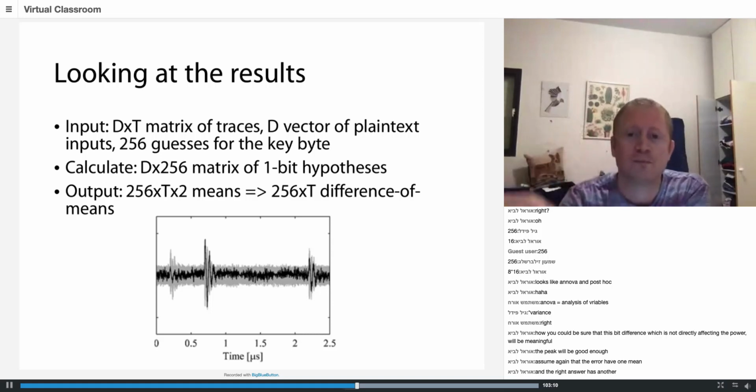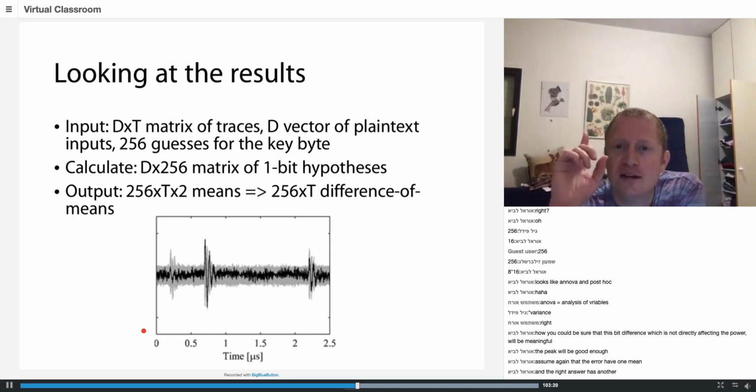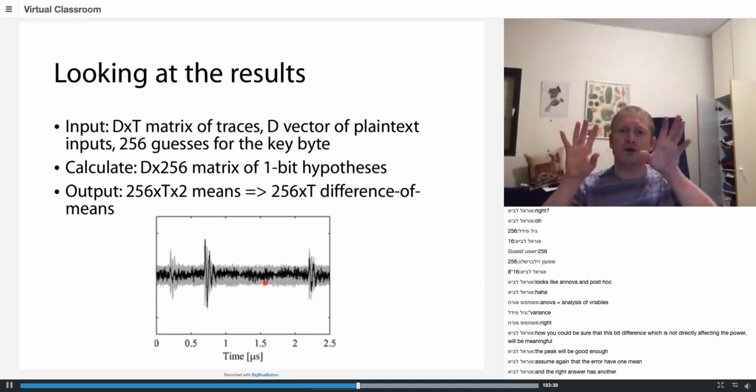So the x-axis of this figure is the time, right? The y-axis is the difference of means. And each one of the lines in this graph is a different key hypothesis. So what the authors of the book did was they overlaid these 256 different figures on top of each other.